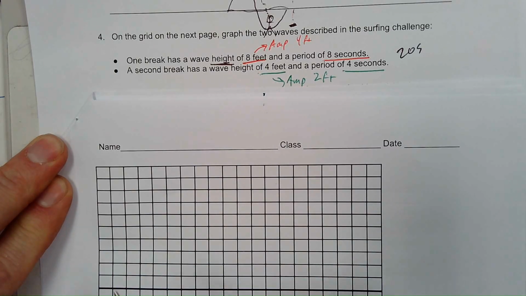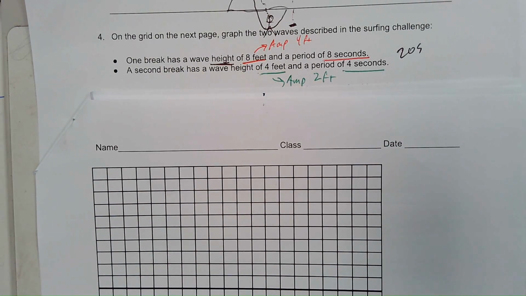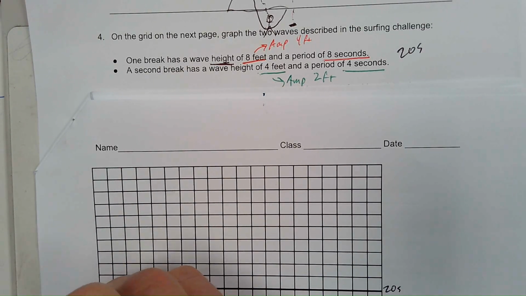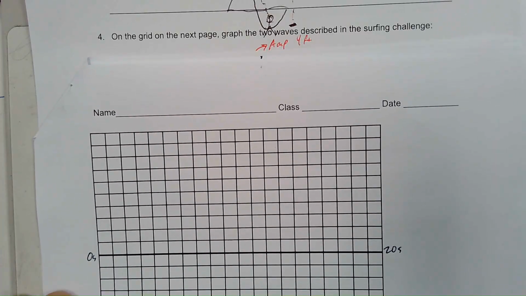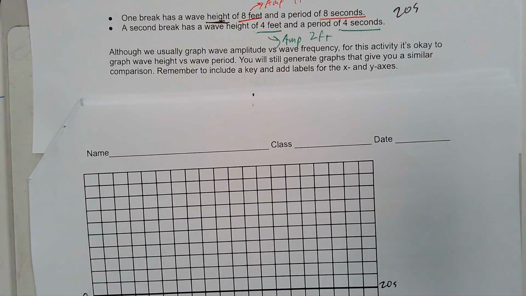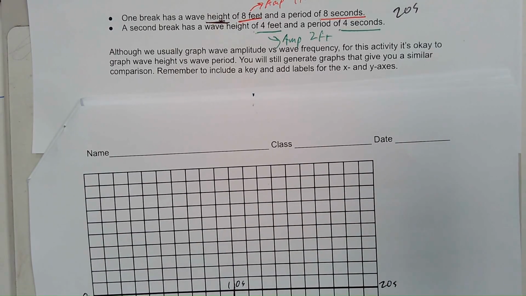Remember I said over a period of 20 seconds. So that's going to end up here, 20 seconds, 0 seconds here. Right in the middle is going to be 10 seconds. 1, 2, 3, 4, 5, 6, 7, 8, 9, 10. This is 10 seconds.